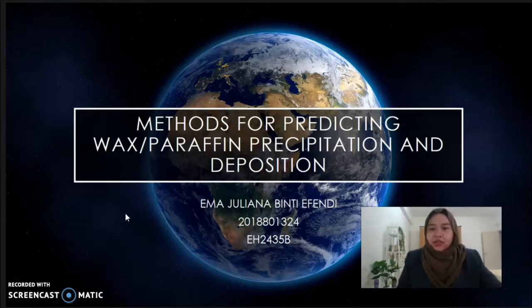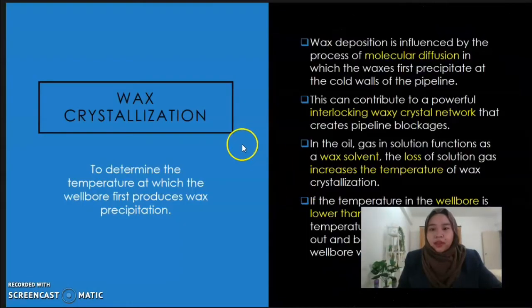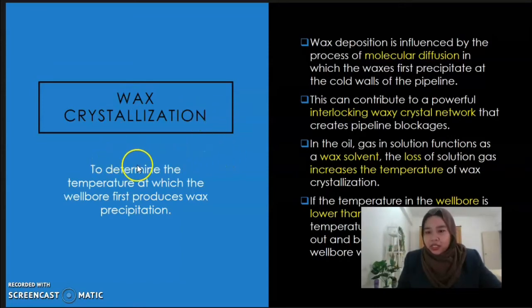So today I'm going to explain more about the methods for predicting wax or paraffin precipitation and deposition. Okay, the method that I covered is wax crystallization. The function is to determine the temperature at which the wellbore first produces wax precipitation.